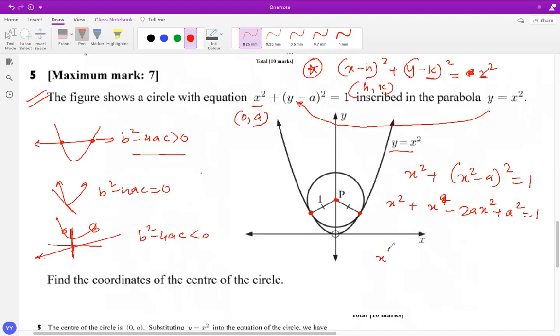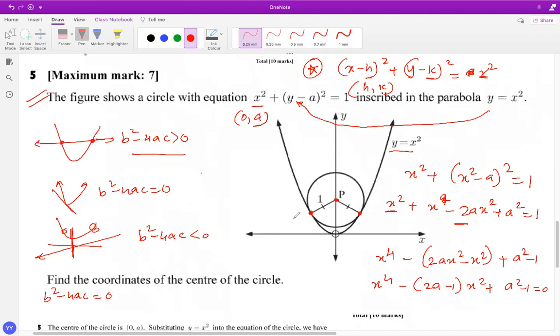So you get x to the power 4 minus 2a x squared plus x squared, which adds up to a quadratic: x to the power 4 minus (2a minus 1) x squared plus a squared minus 1 equals 0. Now this equation needs to have a repeated root, so for this we set the discriminant equal to 0, since they are tangent to each other.